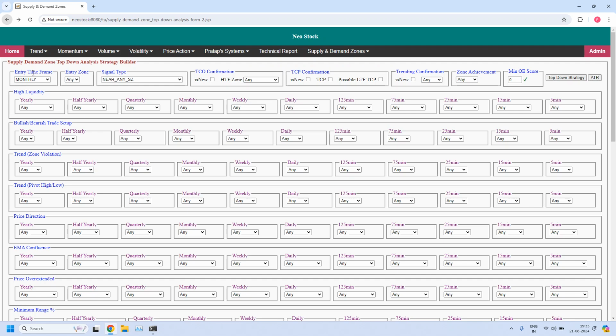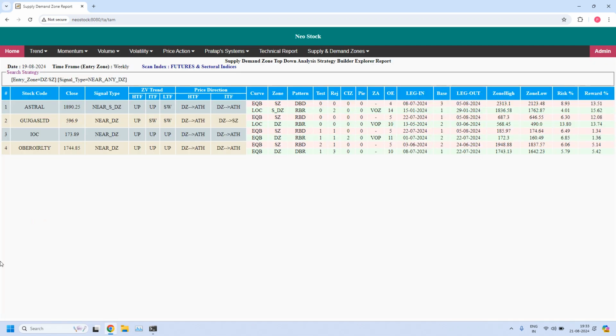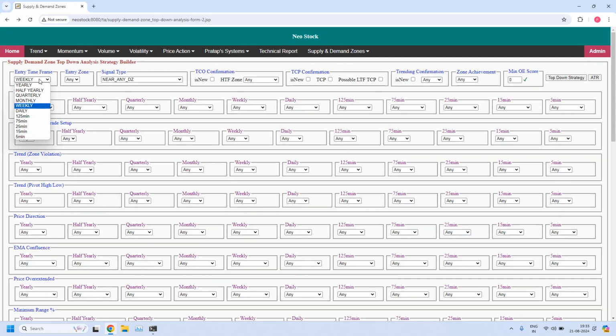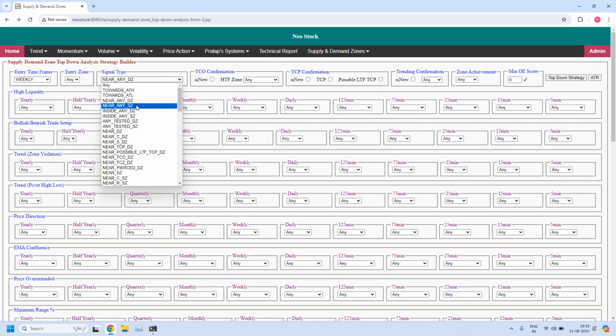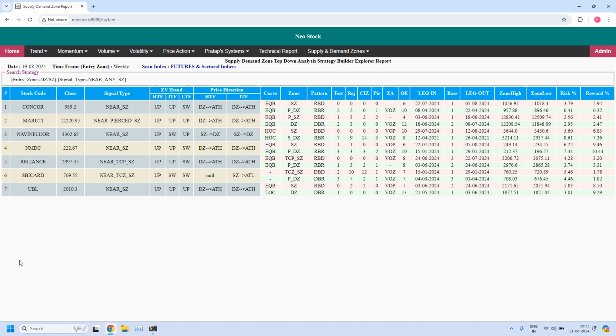Next time frame is weekly. Let us find the stocks near weekly demand zone. Four stocks are filtered near to the weekly demand zone. For weekly time frame, let us find the stocks near weekly supply zone. 7 stocks are near to the weekly supply zone.